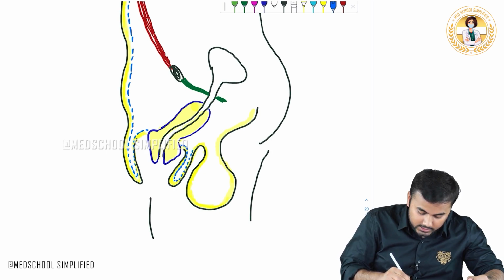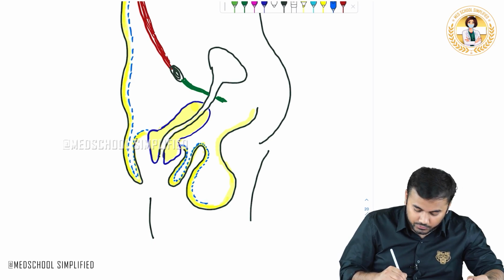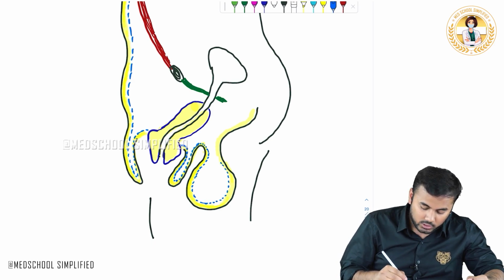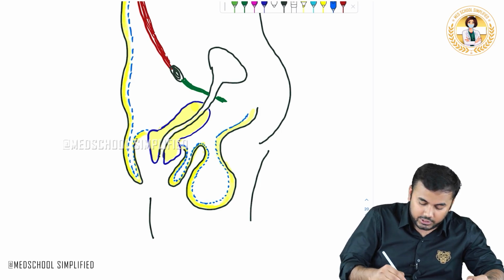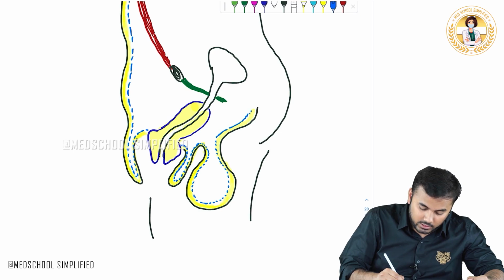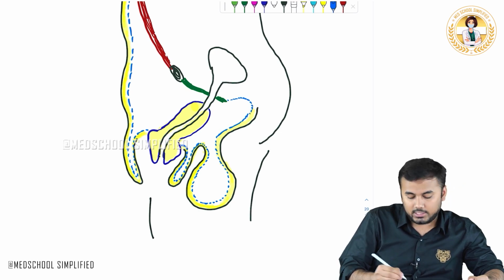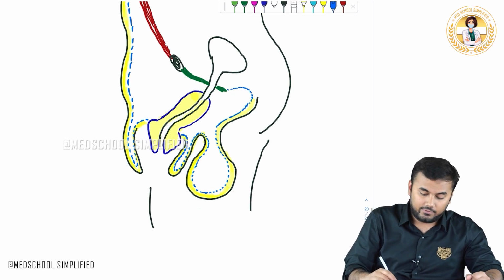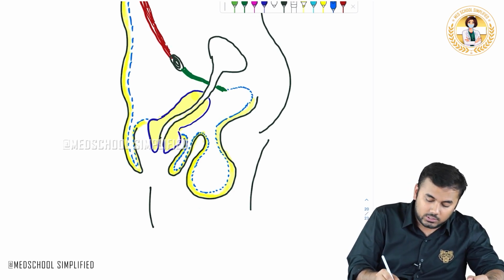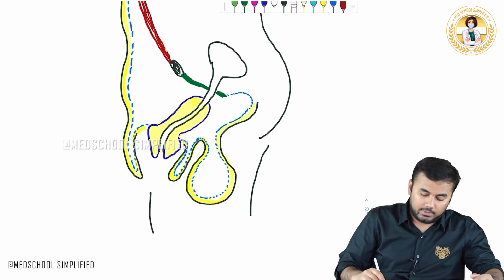And remember one thing: Scarpa's fascia, after entering into the scrotum, continues as Colles fascia. So now this part of the fascia is called your Colles fascia, and this fascia attaches to what? This fascia is attaching to the urogenital diaphragm. So let us label the parts one by one, guys.